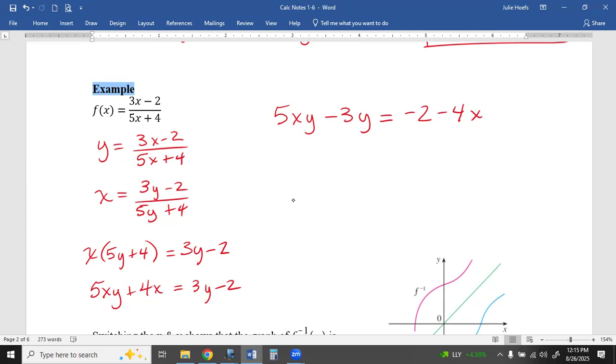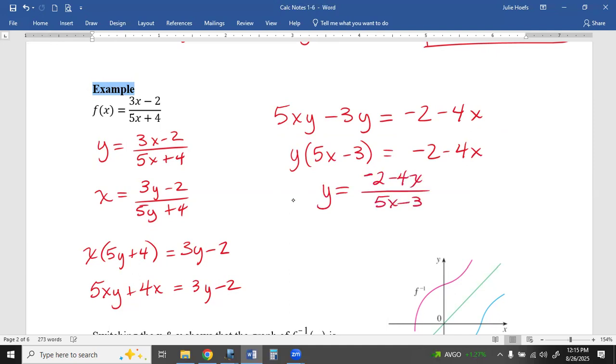Now we want to factor out the y, because the y is what we want to solve for, right? So we factor out a y. And now I can solve it for y because I can just divide through by the 5x minus 3. And so there it's solved for y, and that's my inverse: -2 minus 4x over 5x minus 3.